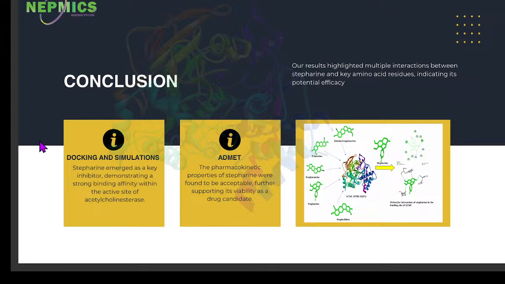clinical trial as well. Okay, so based on this research, we have concluded that stepharine has great potential to be an Alzheimer's drug as well. We did not just look at the docking, we did not just look at the simulation and ADMET. We combined each and every result of the 5 different alkaloids, compared them, and then arrived at this conclusion.